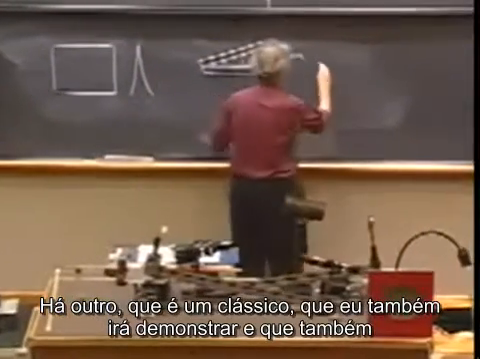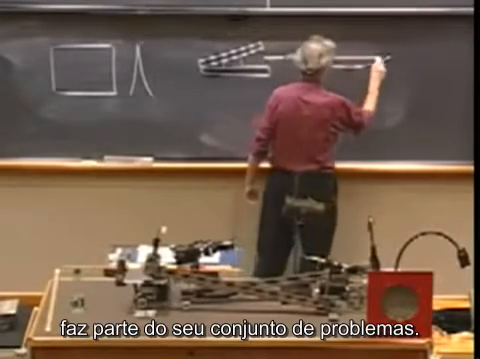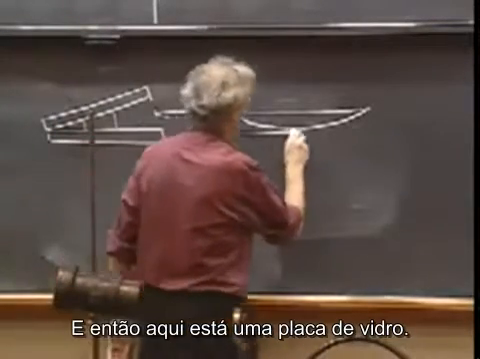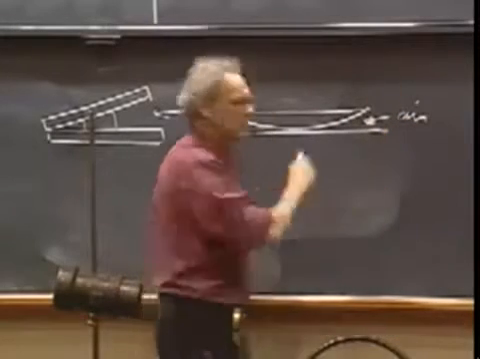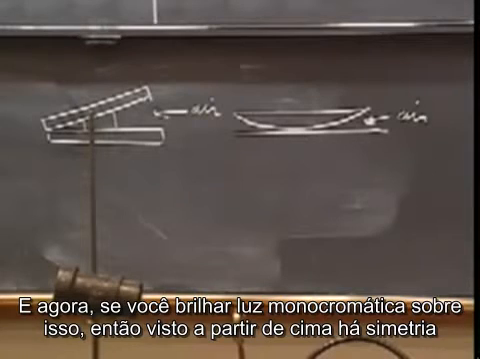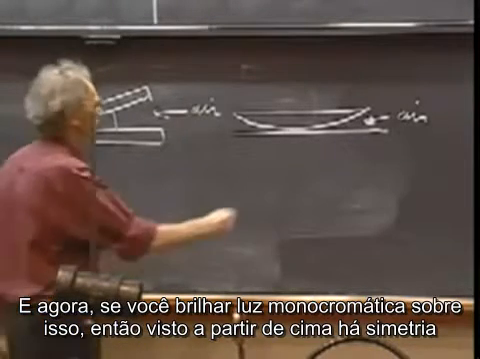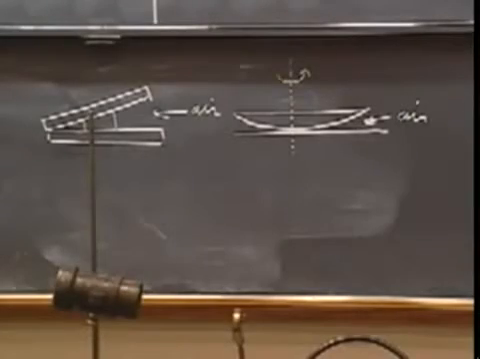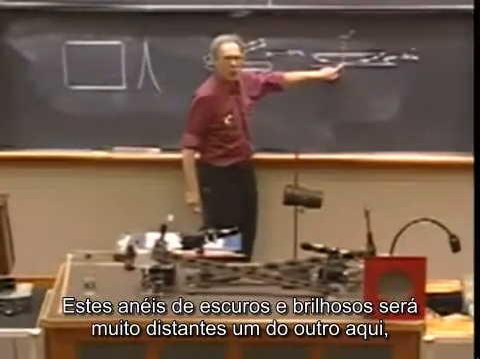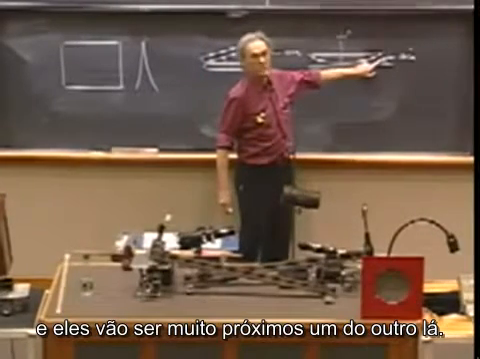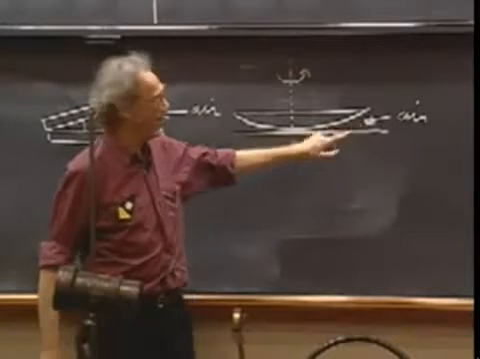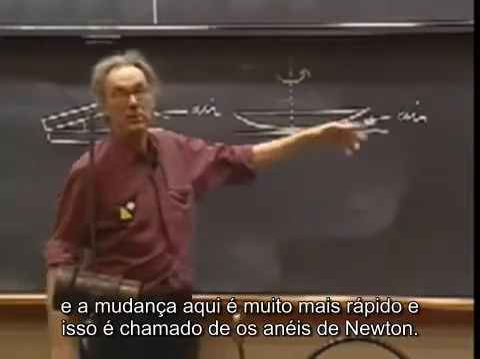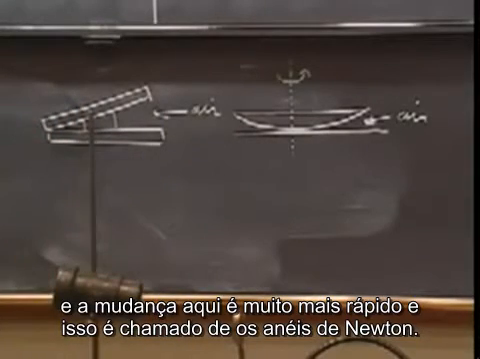There's another one which is a classic, which I will also demonstrate, and which is also part of your problem set. This is a lens, a glass lens. The curvature is highly exaggerated, and then here is a glass plate. And so here is now an air gap. And now if you shine monochromatic light on this, then of course, seen from above, there's symmetry about this line, you will see rings of darkness and rings of brightness. And these rings of darkness and brightness will be very far apart here, and they will be very closely together there. This is part of your homework assignment to show that. And that has to do with the fact that the change here in thickness is very little because of the curvature, and the change here is much faster. This is called the Newton, these are called the Newton rings.